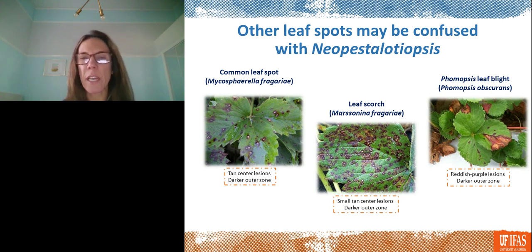They can usually be distinguished by the center of the lesions. They're more tan, and the outer side of the lesions is darker than what you would see with Neopestalotiopsis. Marsolina spots, or leaf scorch, are small, much smaller than what you see with Pestalotiopsis. Phomopsis leaf blight is another one that could be confused, but I think those are actually not the most confusing ones.